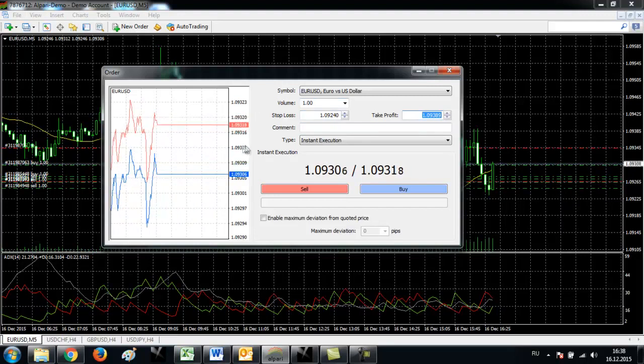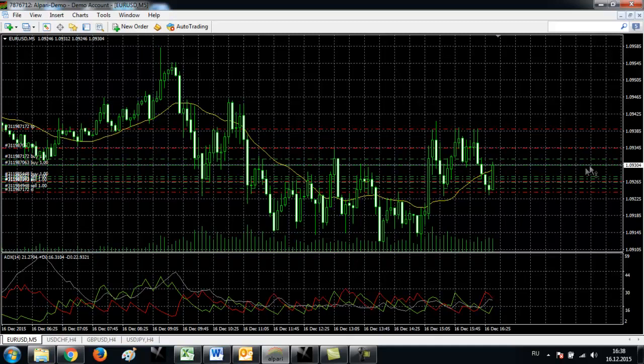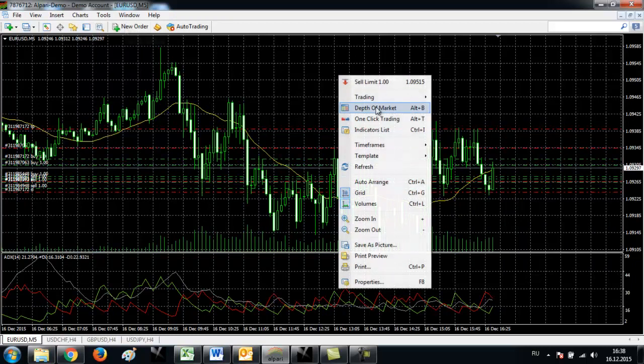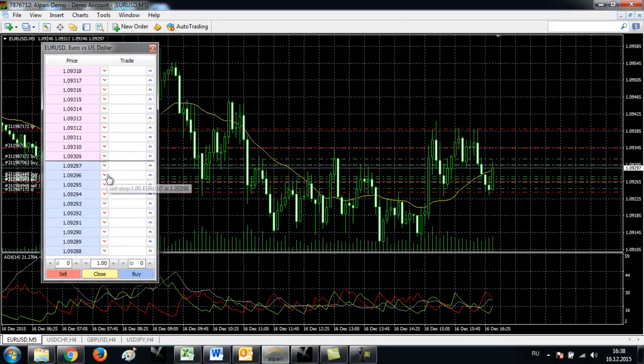For example, we can buy some contracts. We saw the line at which we bought the contract. Also, we could buy the other contracts in the same way. In addition to the order window, we can right-click and see the order book, where we can also make a bid.